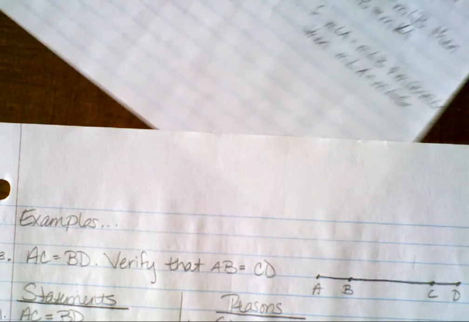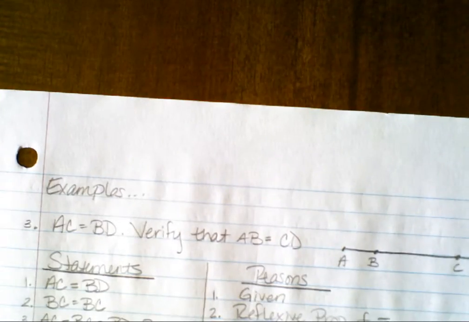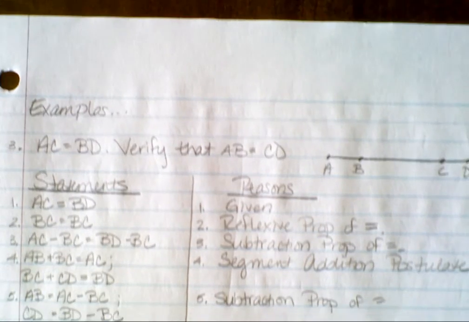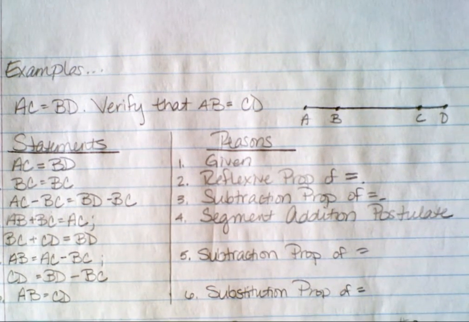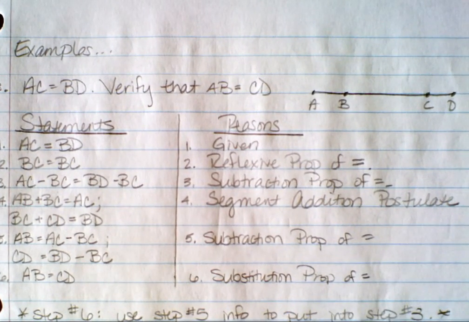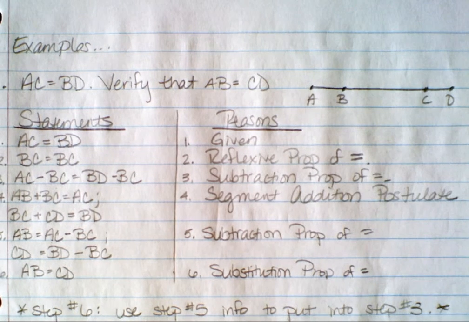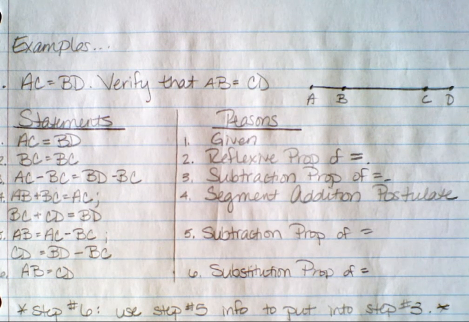All right, last example. This one is about geometry. So we want to verify that AB equals CD. So we're going to write a two-column proof. And so we start with our given. Our given is that AC equals BD. We know that. It's told to us. It's given to us. So then I know BC equals itself because of the reflexive property.